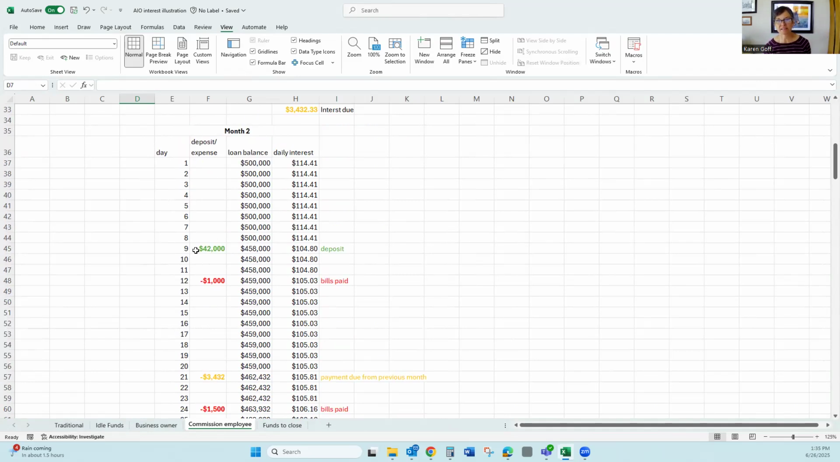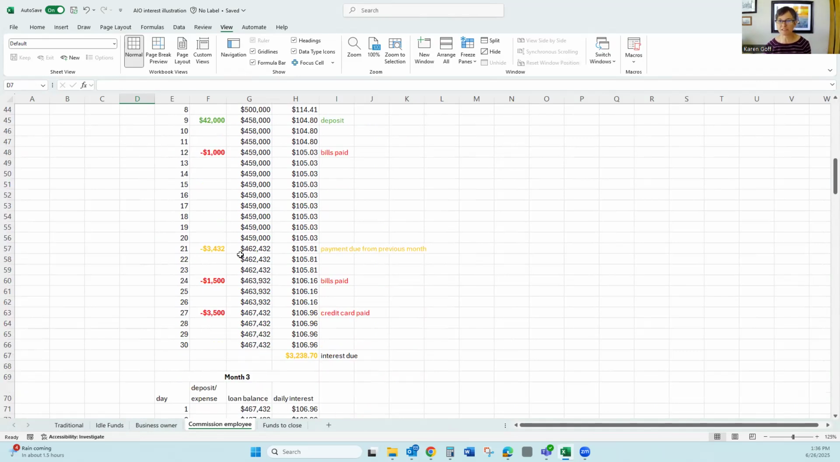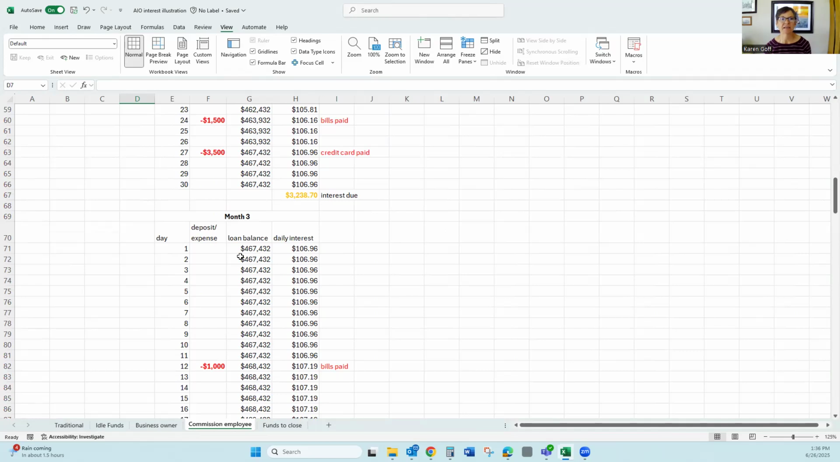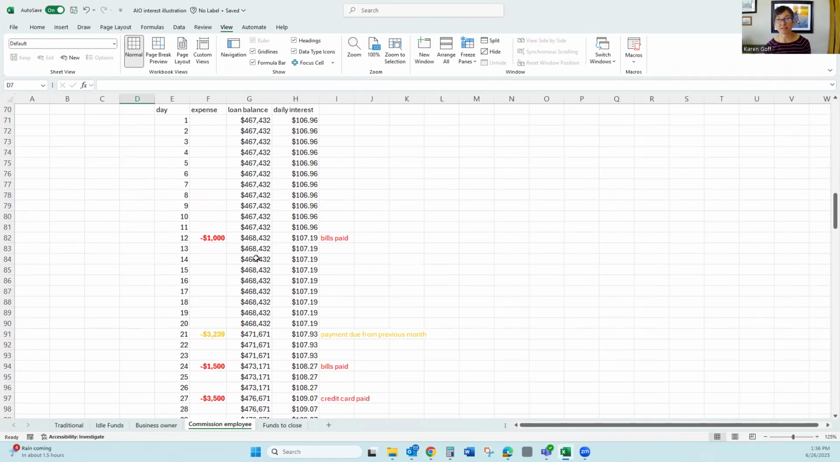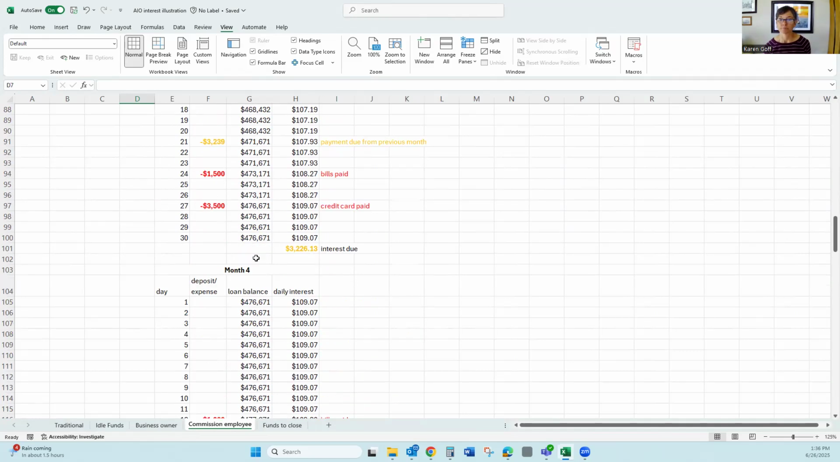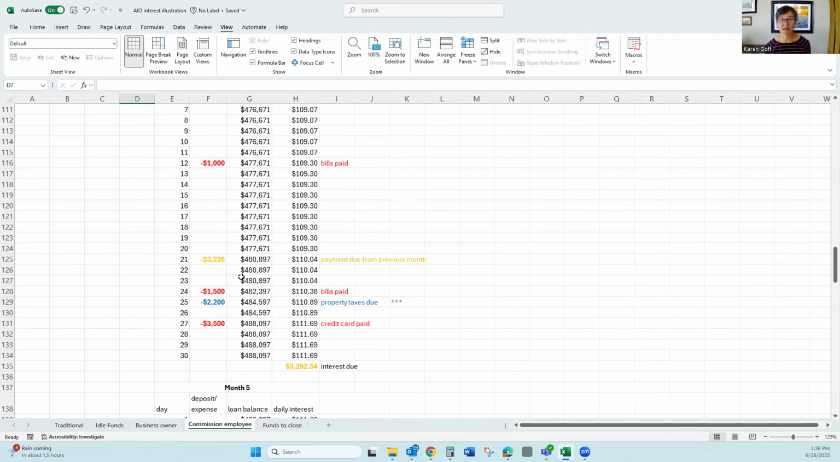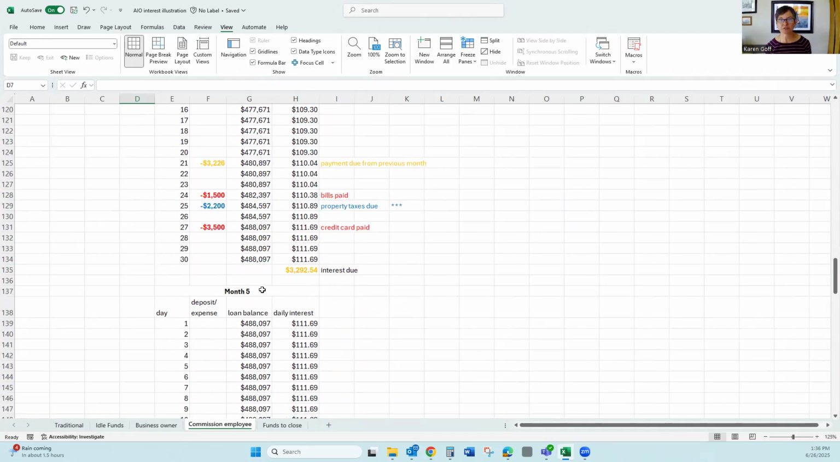So in this case, the account set up month 2, they go ahead and deposit their whole entire commission check, $42,000, because they know they can access it as soon as they need to. It might as well be working for them. They do all their expenses. All the expenses are the same. It's just a difference of how this person's getting paid. So month 3, there's no deposits going into it. It's just their expenses. Month 4, same, even with the property tax coming due.